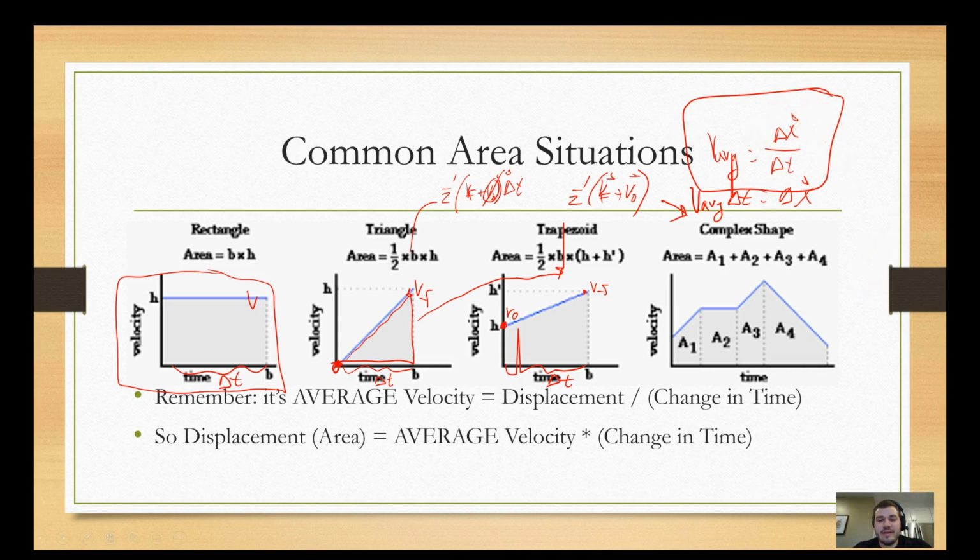Now let's say that the motion is not always the same, in that look at the last example here, where we have this trapezoid, and then we have a rectangle.